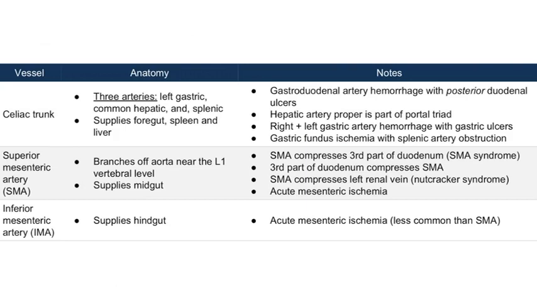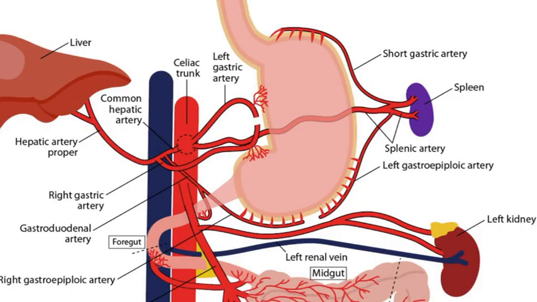Going back to the table, we have identified the three main branches: the left gastric artery, the common hepatic artery, and the splenic artery. And we just mentioned that the gastroduodenal artery can hemorrhage with posterior duodenal ulcers, and the hepatic artery proper is a part of the portal triad. Now let me draw your attention to the splenic artery. This is a branch of the celiac trunk, and it goes all the way back posterior to the stomach and reaches the spleen.